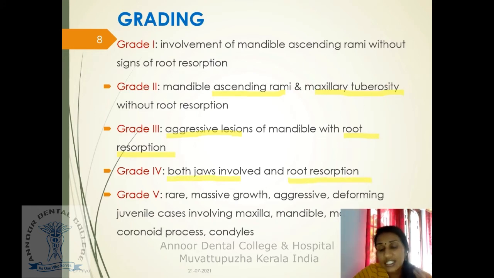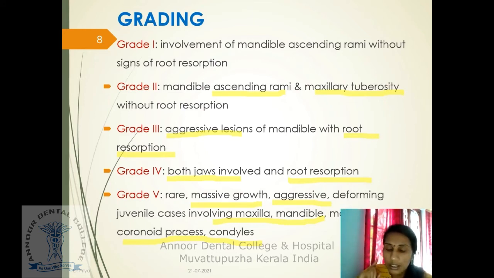Grade 5 is severe form of cherubism. It's massive, more aggressive, more deforming, and it's mainly common to the juvenile area, which involves both maxilla, mandible, and also the coronoid and the condylar area. So entire mandible is going to be affected, maxilla is going to be affected, and it is the severest form of your cherubism. So this is the way the grade grows.